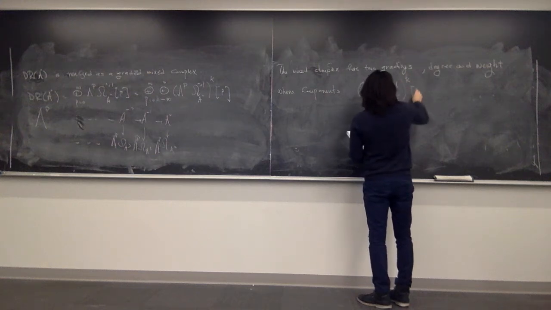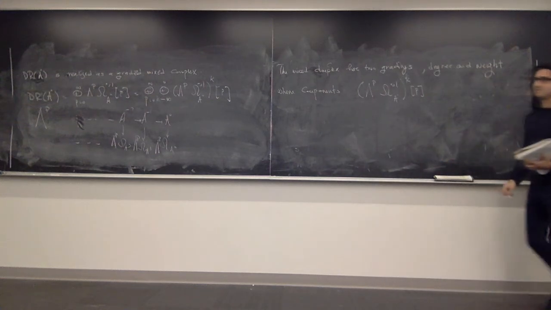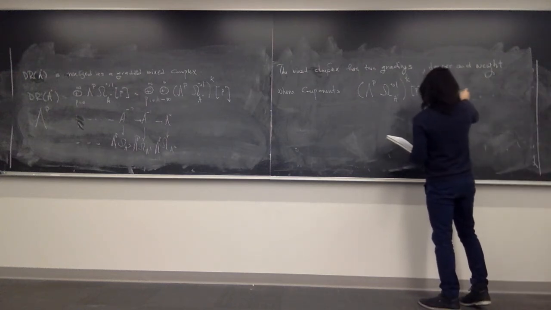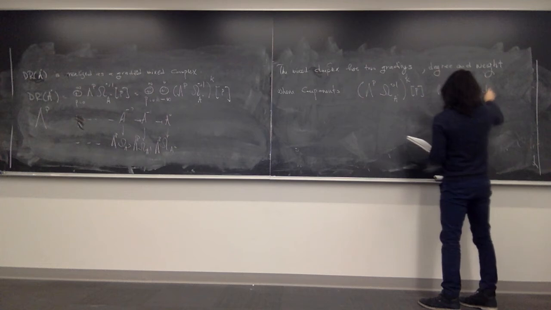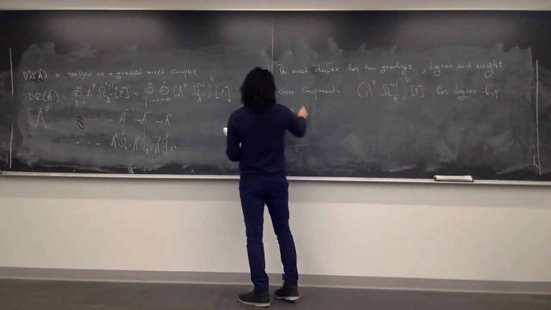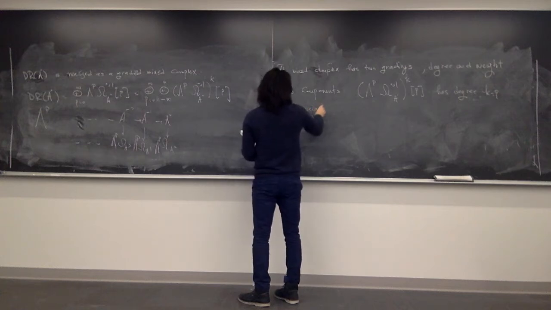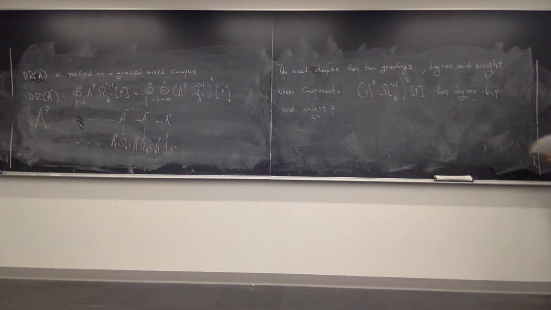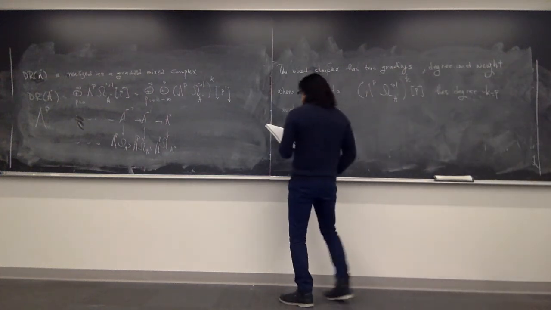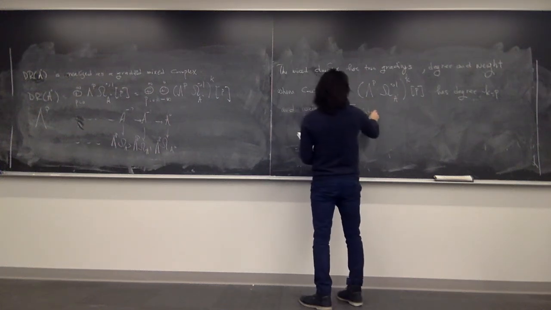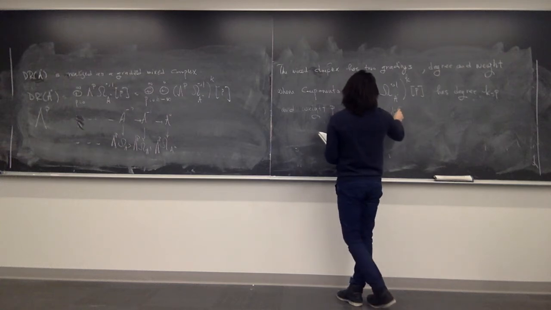K shifted by P, this thing has degree K minus P and weight P. So the weight is the de Rham weight. The internal differential. So why is it like this? So the internal differential.